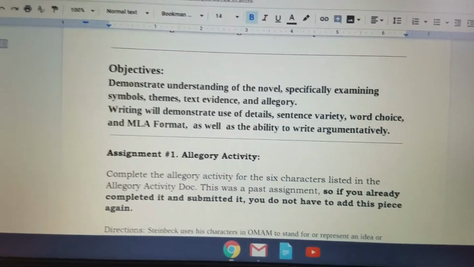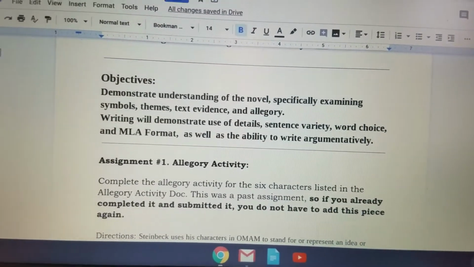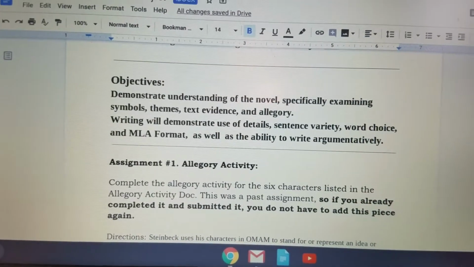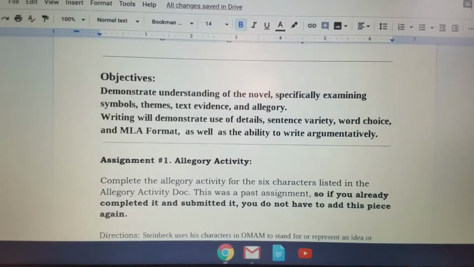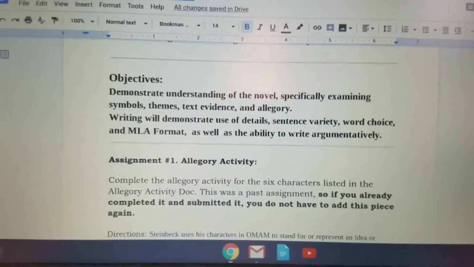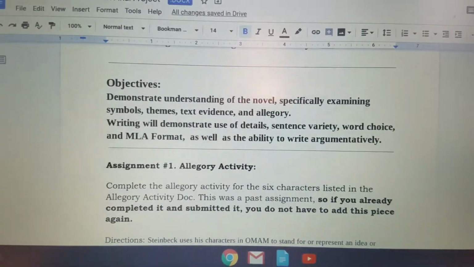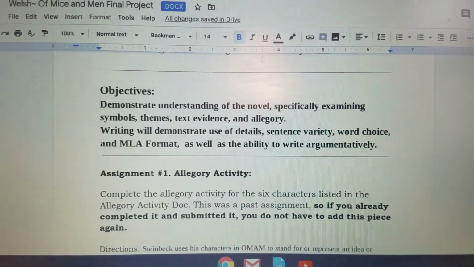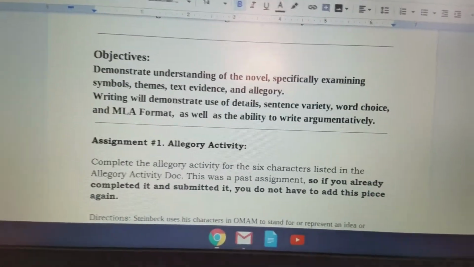And so allegory might be a new concept to you guys. So you want to make sure that when you do that assignment that you are paying attention to the links and the definitions and notes that I'm giving you. For writing, you are writing to demonstrate use of detail, sentence variety, word choice, MLA format, and I would underline that 3 times, because when it says proper MLA format, make sure that you do that, and in your essay as well. And then your ability to write argumentatively will be mostly seen in your essay.